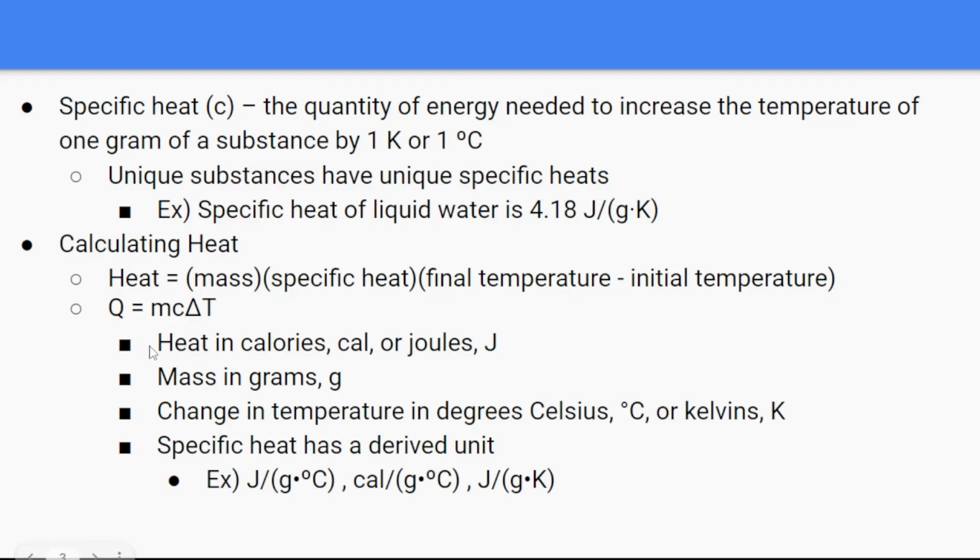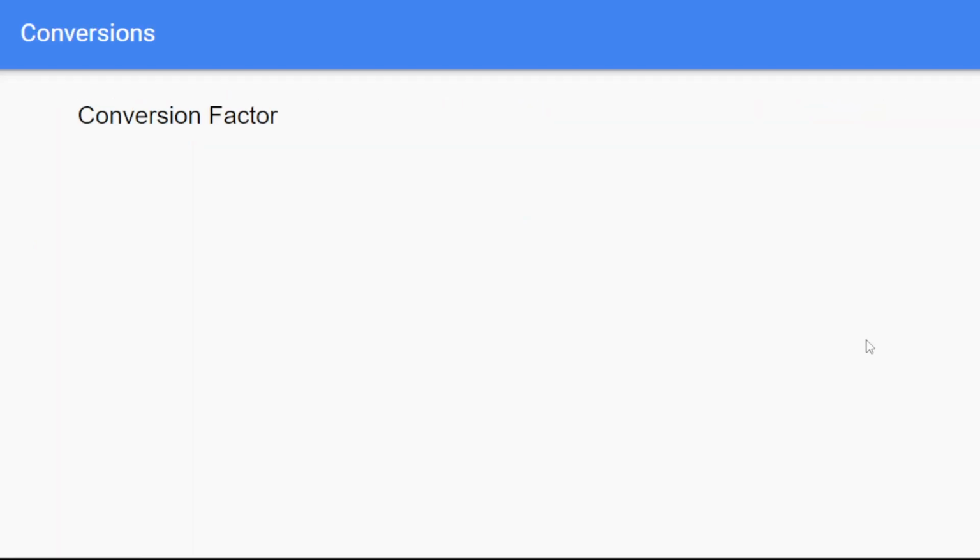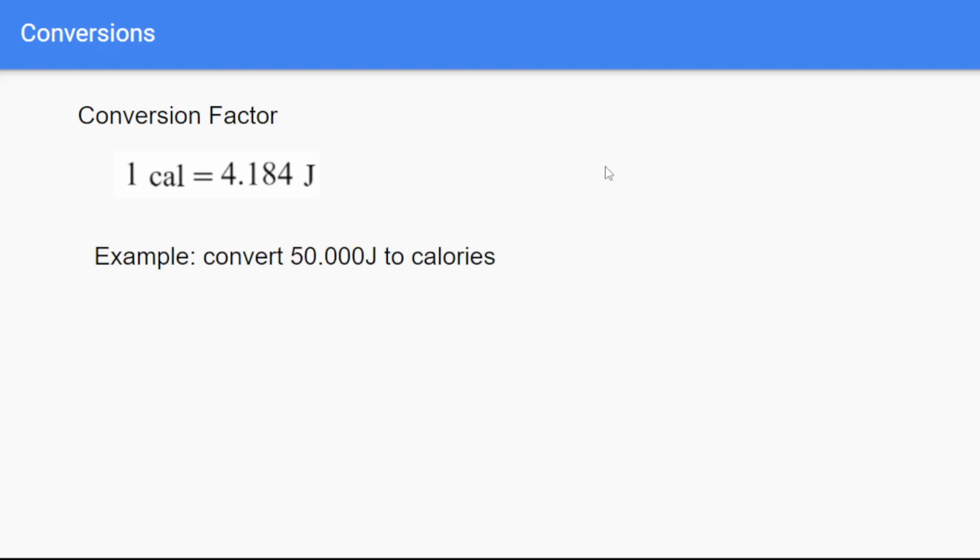And so heat is going to be either calories or joules, mass is grams, change in temperature is Celsius or Kelvin, and then for our specific heat, we have a variety of different units. And from time to time, we will need to convert between calories and joules. So the conversion factor is 1 calorie for every 4.184 joules.